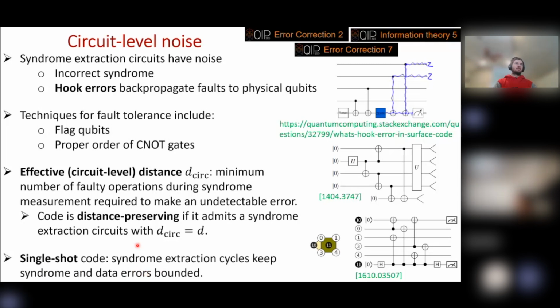And just another piece of jargon: the single shot code is something where if you keep doing syndrome extractions, you'll have errors everywhere, but the errors are going to be small, and your syndrome extraction is going to correct more errors than the new errors that will occur, and so things will be bounded, both syndrome and data errors, physical qubit errors, and the syndrome errors will be bounded. Those are called single shot codes.